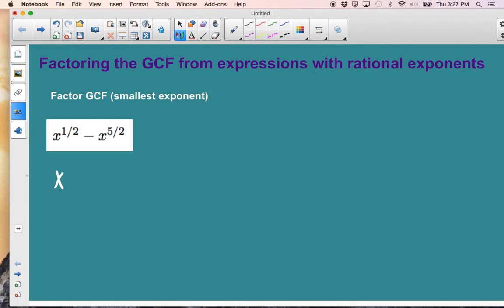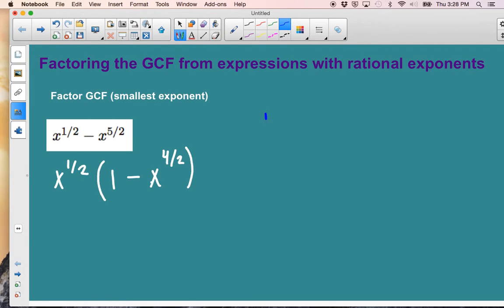So x to the power of 1/2, and I have to think what's left over inside of my parentheses. So x to the 1/2 times what will give me my first term back? Well, 1. Now, x to the 1/2 times what will give me x to the 5/2? Well, remember when you're multiplying, you add exponents. So if I have an exponent of 1/2, I need an exponent of 4/2 to give me x to the 5/2 back.